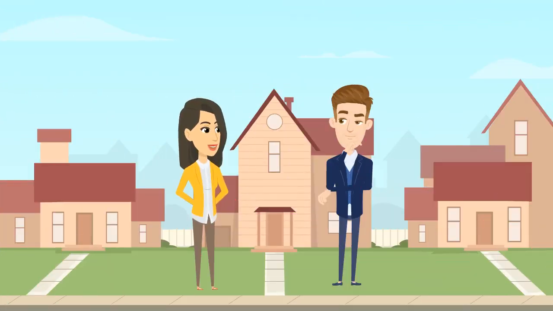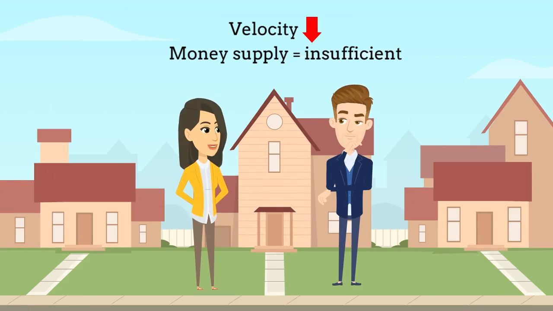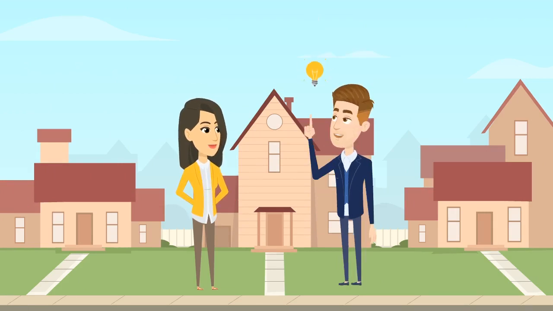From our previous discussion, we assumed that velocity is stable. But if velocity is decreasing significantly when money supply is insufficient, the economy would contract. So this is what they often referred to as pushing on a string.